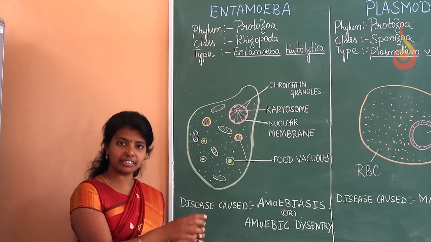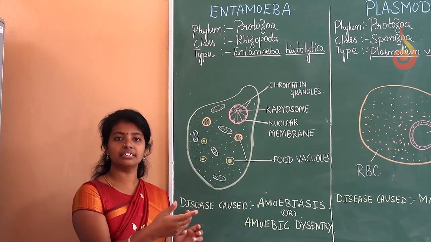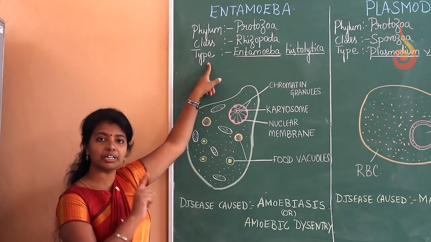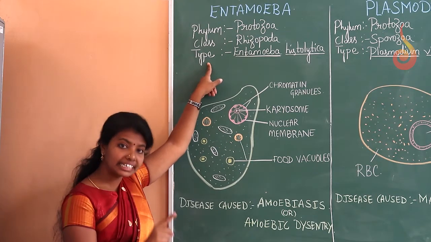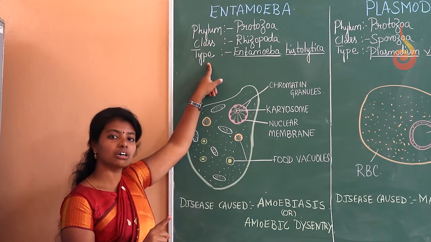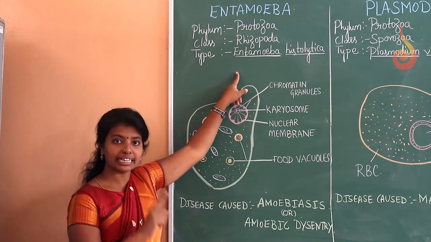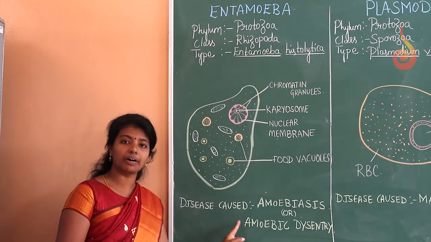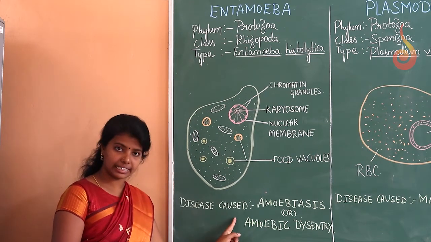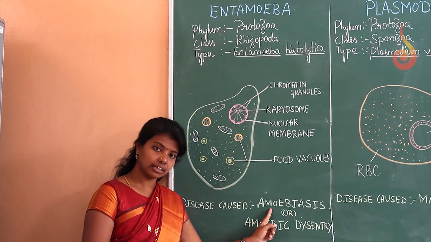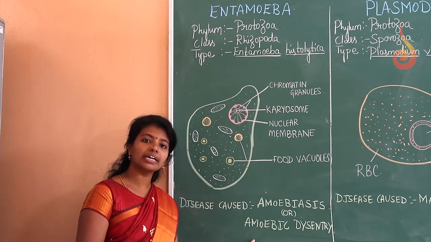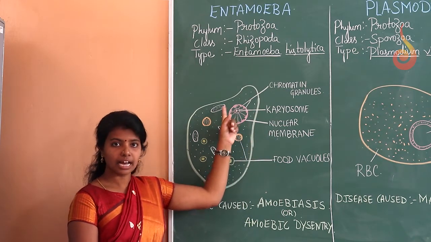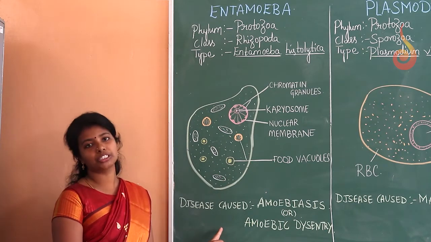So once you see the slide, you will identify the Entamoeba, and then you have to report two things. One, the name of the organism. As I mentioned earlier, you are going to write the scientific name following the rules of binomial nomenclature. That carries 1 mark. And the second thing you are going to report is the disease caused by it, which is amoebiasis, or it could also be called amoebic dysentery. So if you write the name of the organism and the disease caused by it, you will score 2 marks.